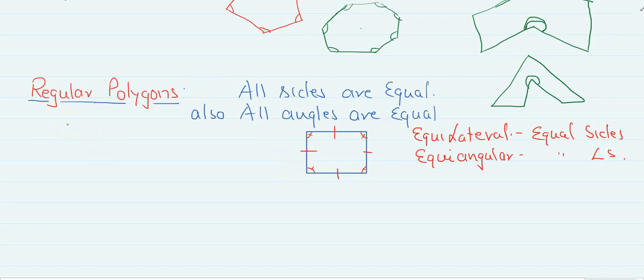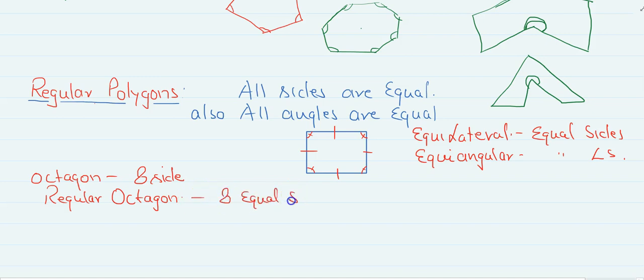If I say a regular pentagon, it means it has 5 sides and all sides are equal. Regular octagon means it has 8 sides, and if I say regular octagon, it means 8 equal sides. So you must remember, if the question says draw an octagon, it's saying draw a regular octagon. A regular octagon has all sides equal.